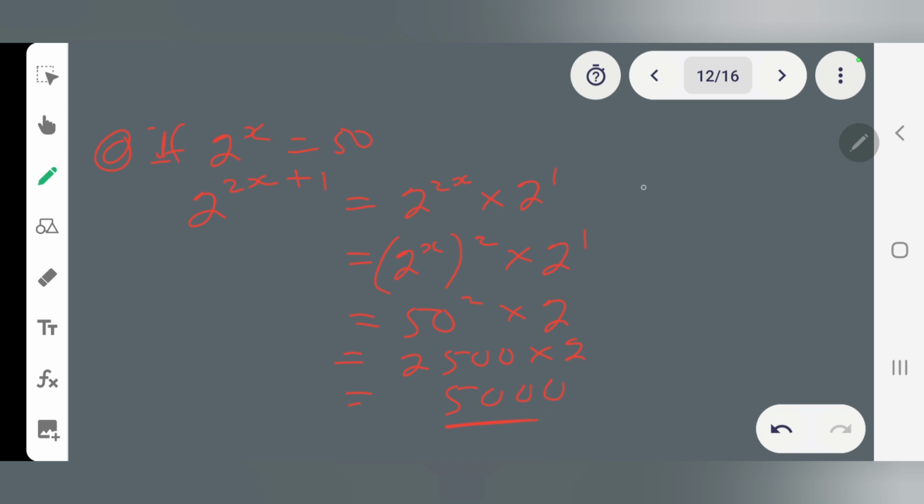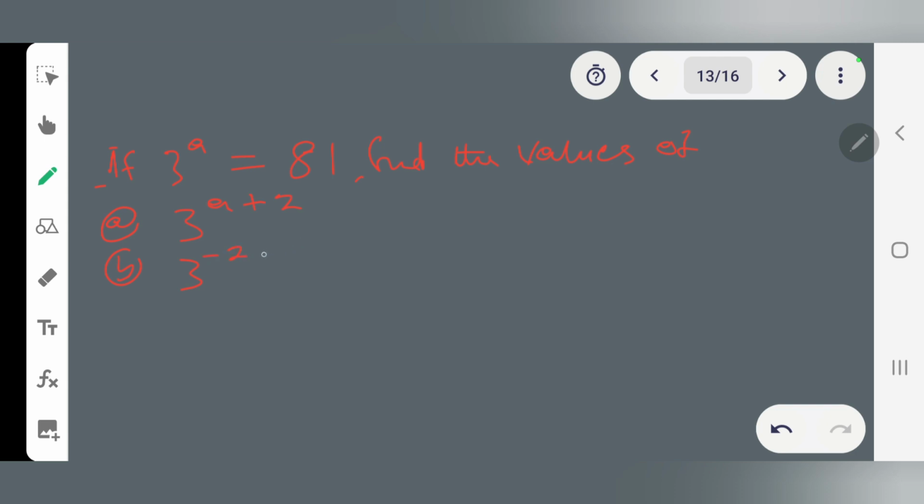Try this question and put your answer in the comment section below. If 3 raised to the power a is equal to 81, find the values of (a) 3 raised to the power a plus 2, and (b) 3 raised to the power minus 2a plus 1. This is the end of today's question.